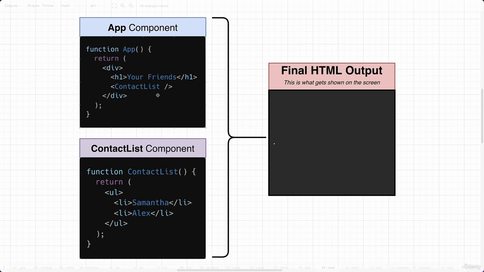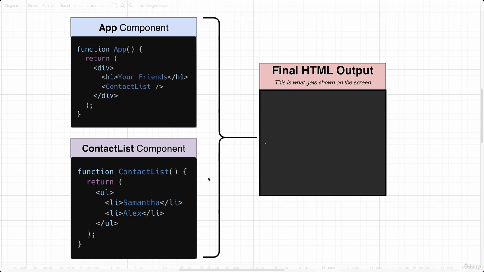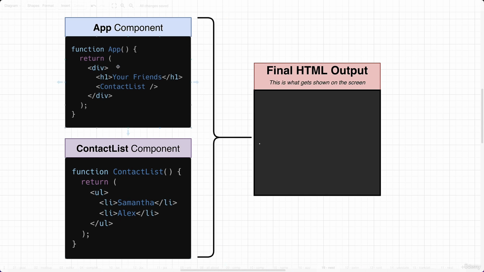So this is not the application we worked on. This is just a very small example. Up here, we've got an app component that returns a div, h1, and then it has a tag for contact list. Then down here is the actual contact list component. Let's imagine what would happen when React processes these two components and tries to generate some HTML that would be displayed on the screen. So here's what would happen.